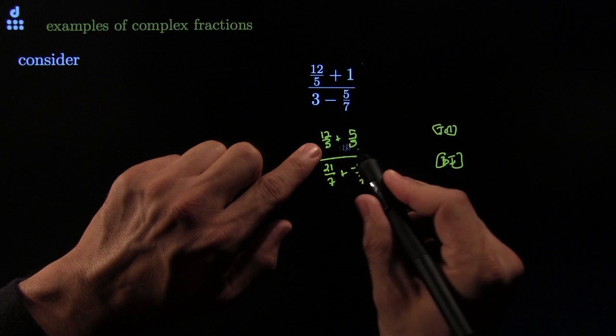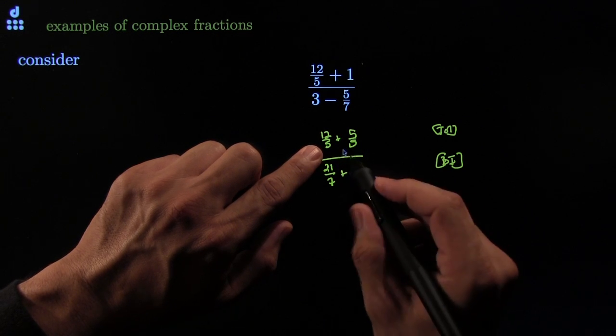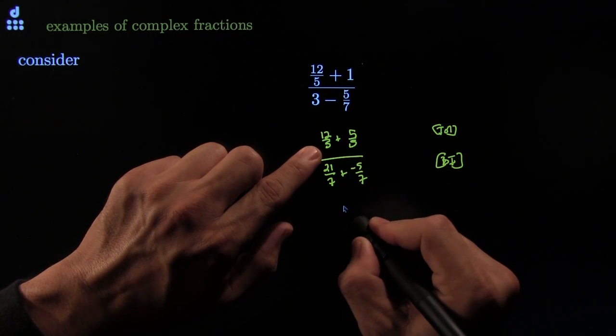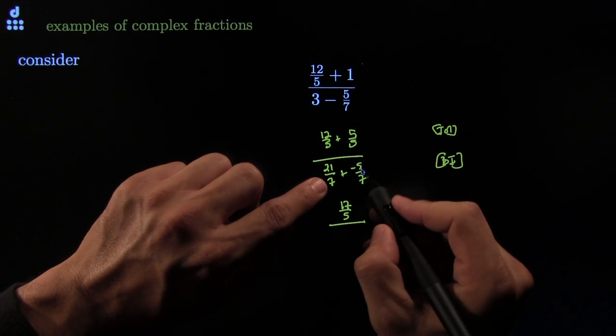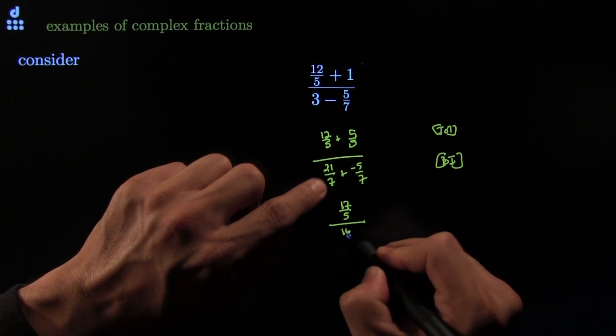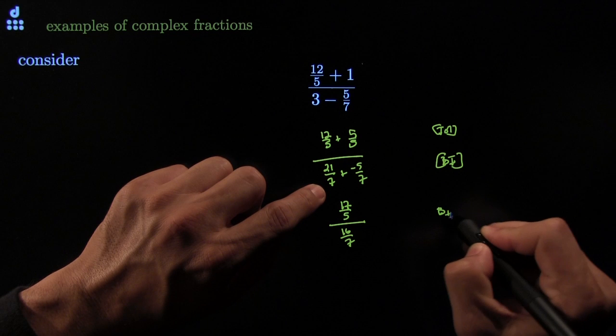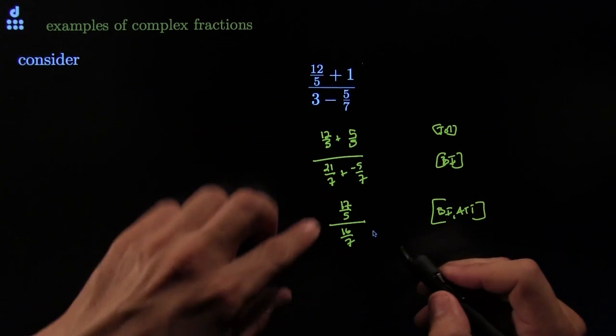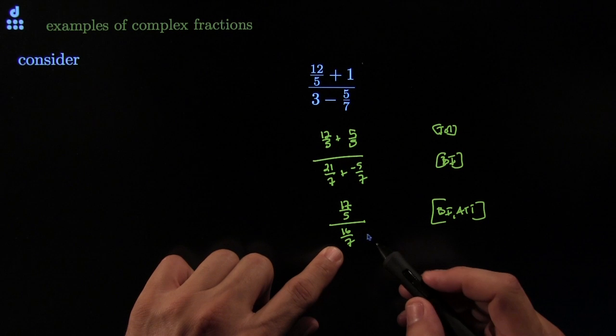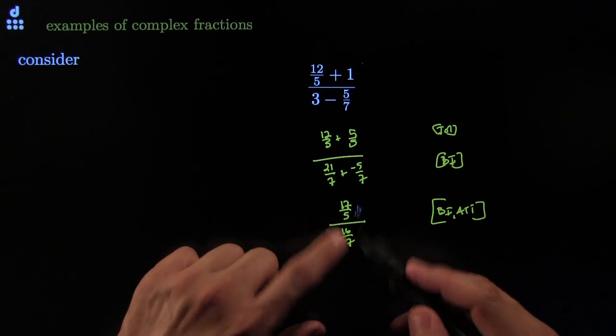Alright, so I have the same denominator, same denominator. This gives me, I can just add the top. This gives me 17 over 5 on the top. On the bottom, that gives me 16 over 7. Again, this is by inspection and ATT. And now look what we've done. I've combined these into one fraction on the top and one fraction on the bottom.